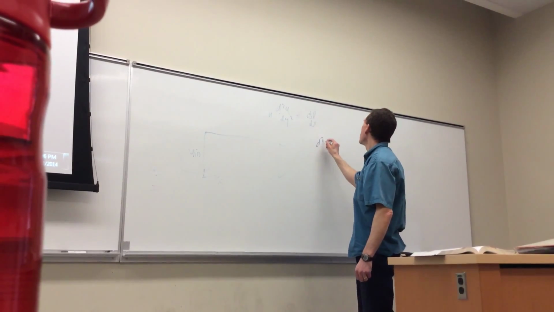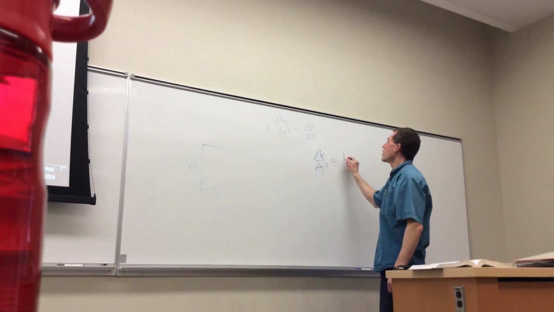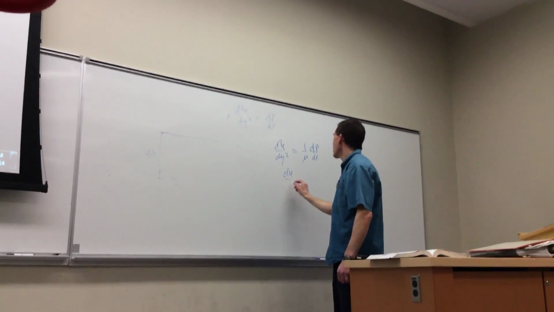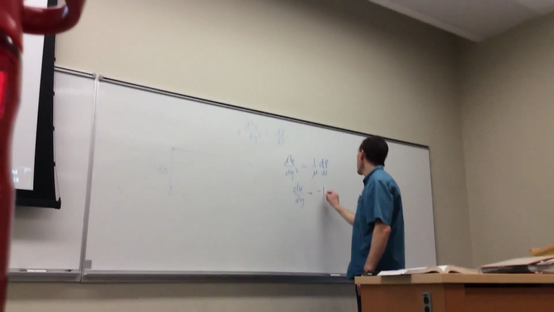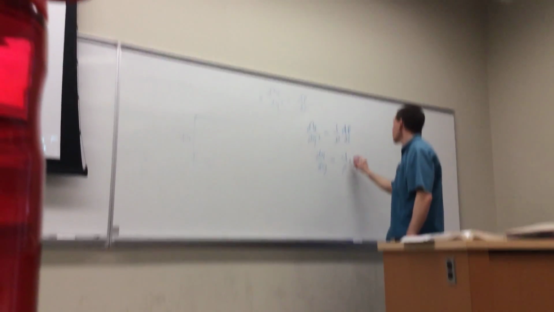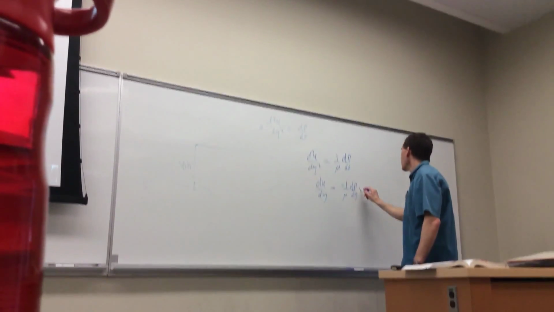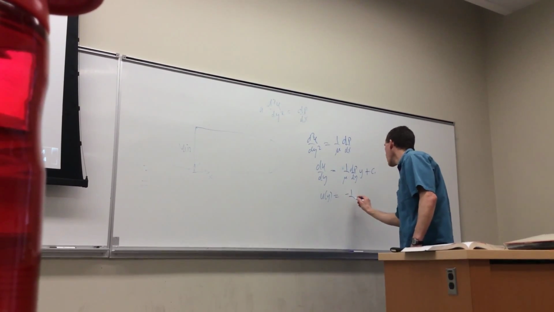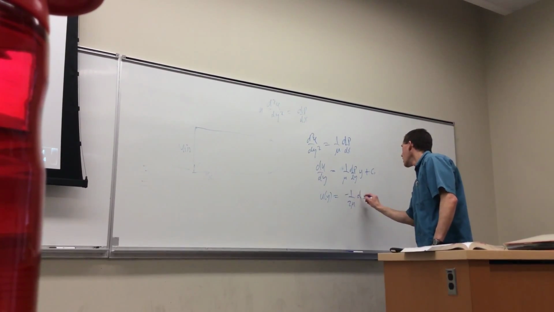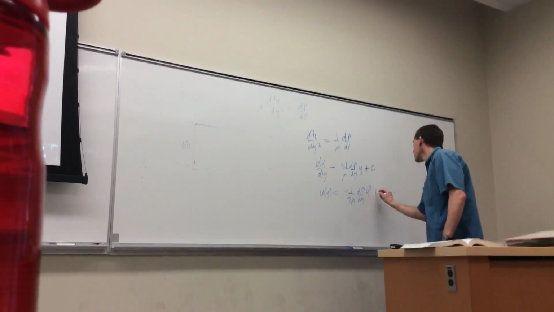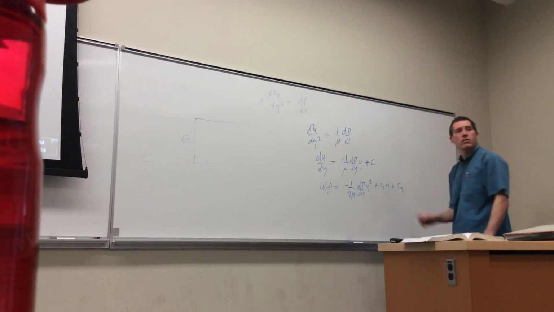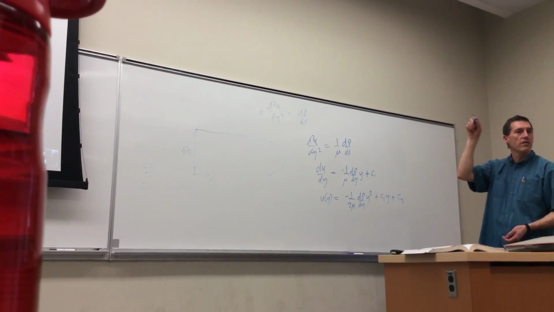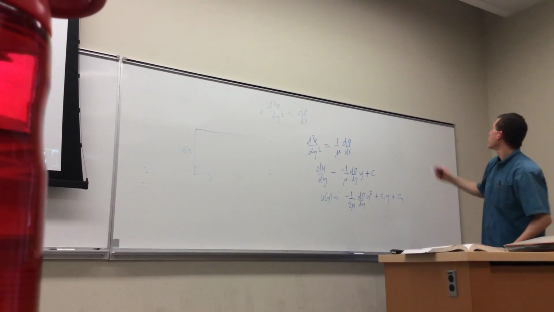Okay, so d2u/dy² is equal to (1/μ) dp/dx. So du/dy is equal to (1/μ)(dp/dx)y + c1. So u(y) is equal to (1/2μ)(dp/dx)y² + c1y + c2. It's like solving the 1D conduction equation, right? Solving d2T/dx² equal to a constant, right?